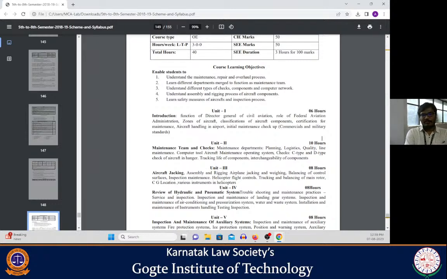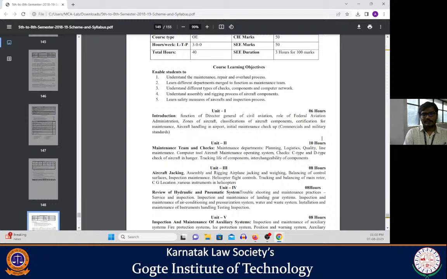In the second unit we'll discuss the maintenance team and checks. Aircraft can be classified into different categories, such as jet aircraft. Different aircraft have different maintenance procedures, so here we will discuss those maintenance checks. For example, there are 4 types of checks: A check, B check, C check, and D check. We will discuss these different maintenance procedures for different aircraft in more detail, and the time period for those checks. Here also it is completely theory. There are no numericals in this.